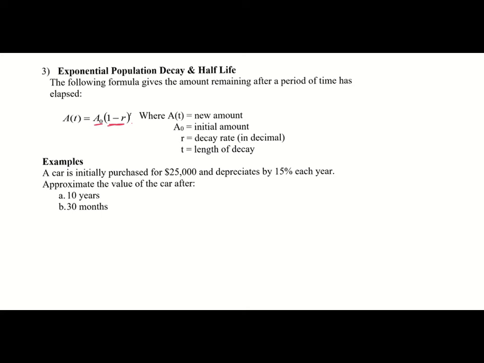So for A, we have a car that is initially purchased for $25,000 and it depreciates by 15% each year. So they want us to find the value of the car after 10 years. So we know that we started off, we paid $25,000 for this car. And it depreciates by 15%, so 0.15. And we want to find the value after 10 years. And it says each year, so 10 years is good. All right, so 1 minus 0.15, or 15 hundredths, is 85 hundredths. So we have 25,000 times 85 hundredths. And in this case, we'll raise it to the 10th power.